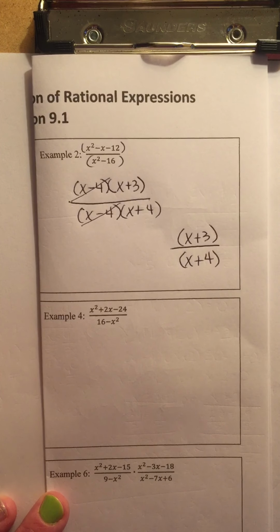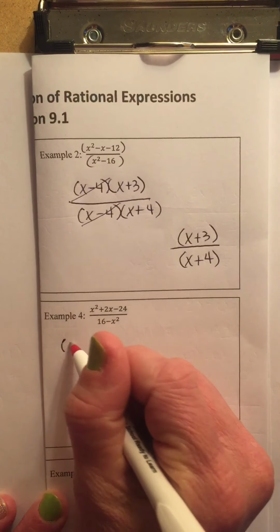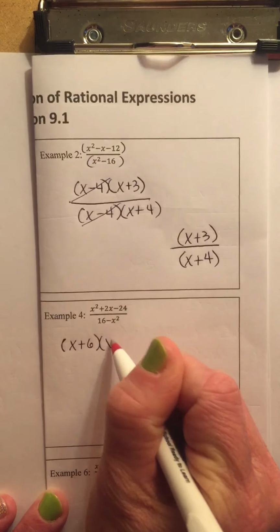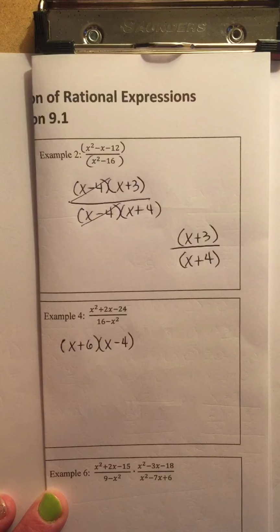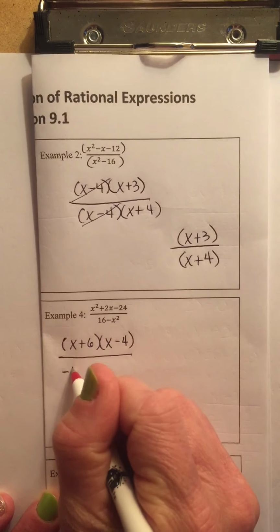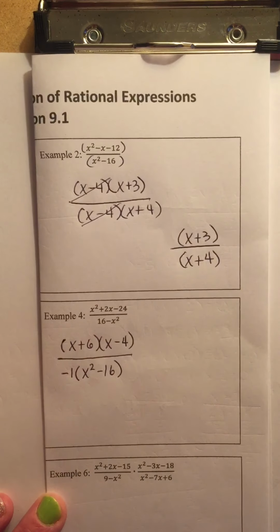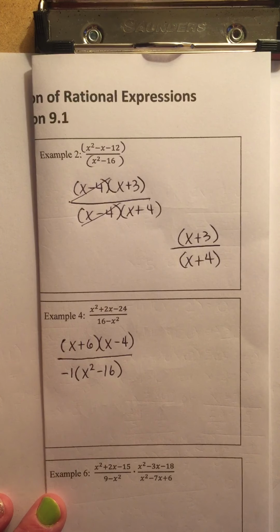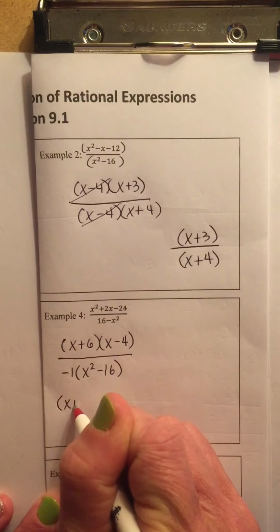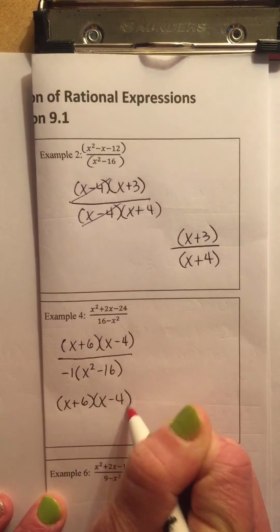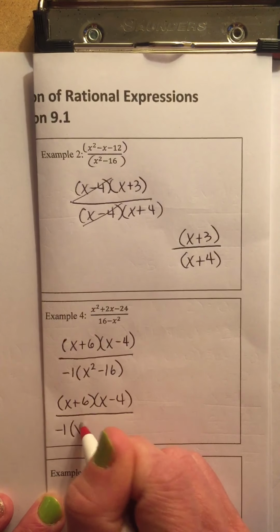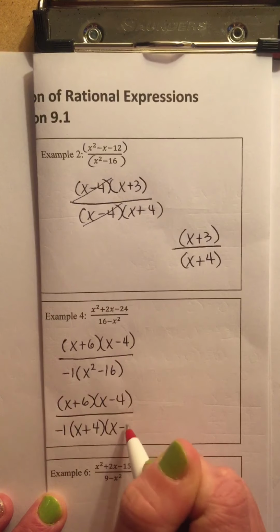If we look at our numerator here in example 4, we have x squared plus 2x minus 24 divided by 16 minus x squared. We can factor the numerator into x plus 6 times x minus 4. I want to change the order of the denominator, so I'm going to factor out a negative 1. And then I'm going to have x squared minus 16. X squared minus 16 factors into two binomials. Our numerator is still x plus 6 times x minus 4 divided by negative 1 times x plus 4 times x minus 4.